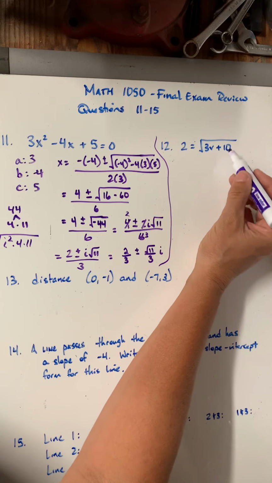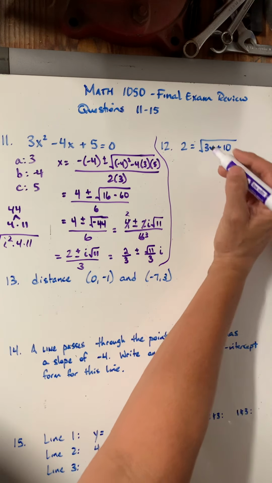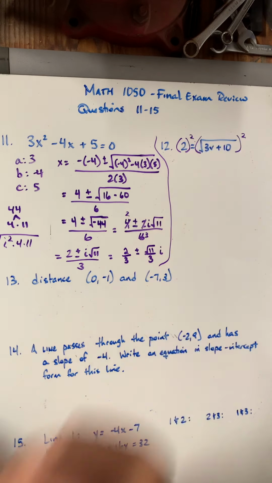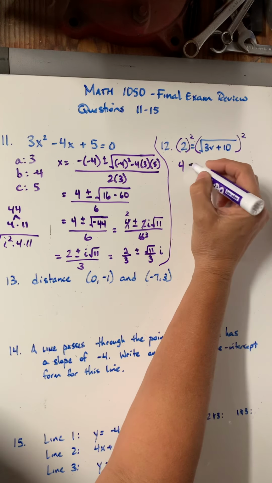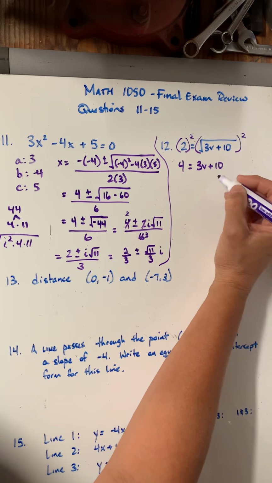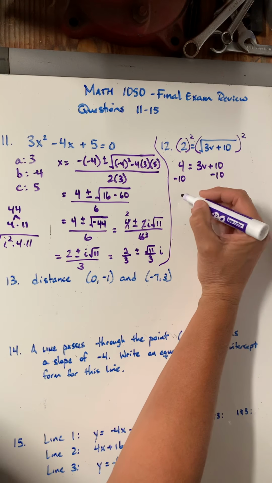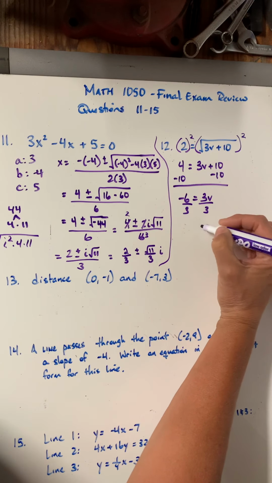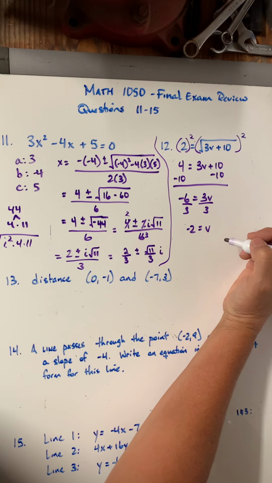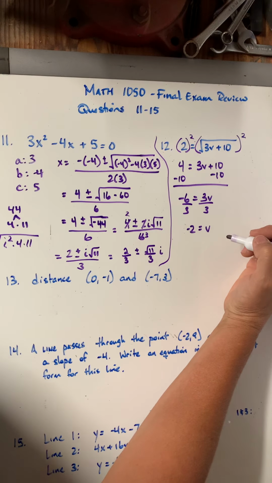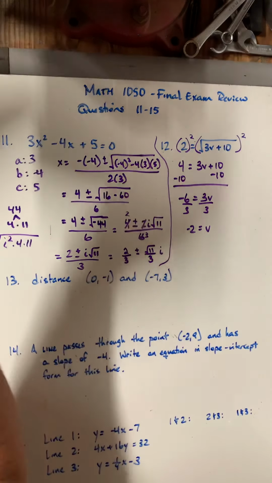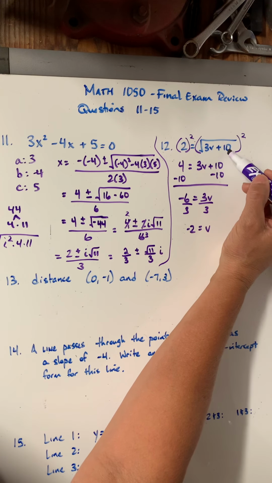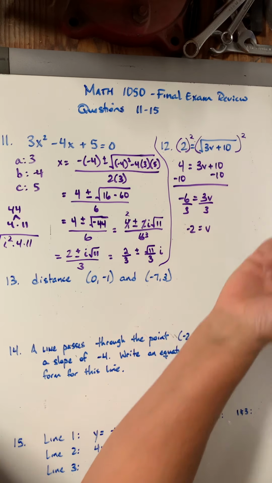Okay, so over here, we're trying to solve an equation that has a square root. So I can undo the square root by squaring it, as long as I also square the other side. So I get 4 equals 3v plus 10. And then I just solve this equation. So I get -6 equals 3v, divided by 3, v equals -2. And then what you want to do is double check that the -2 actually works. So 3 times -2 is -6. -6 plus 10 is 4. The square root of 4 is 2. So that is true.